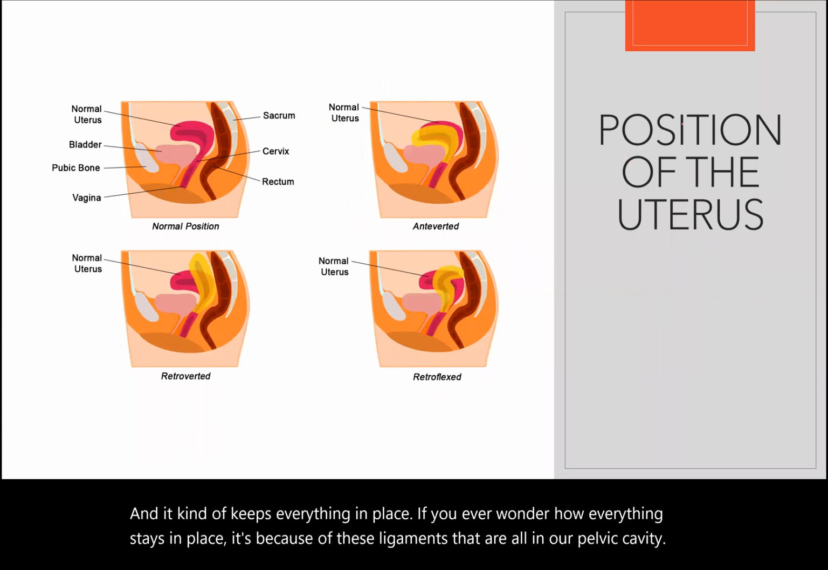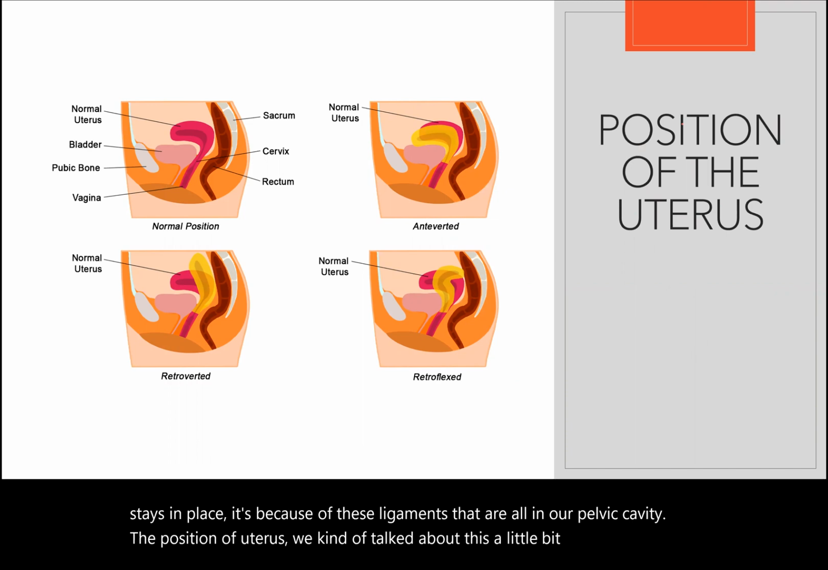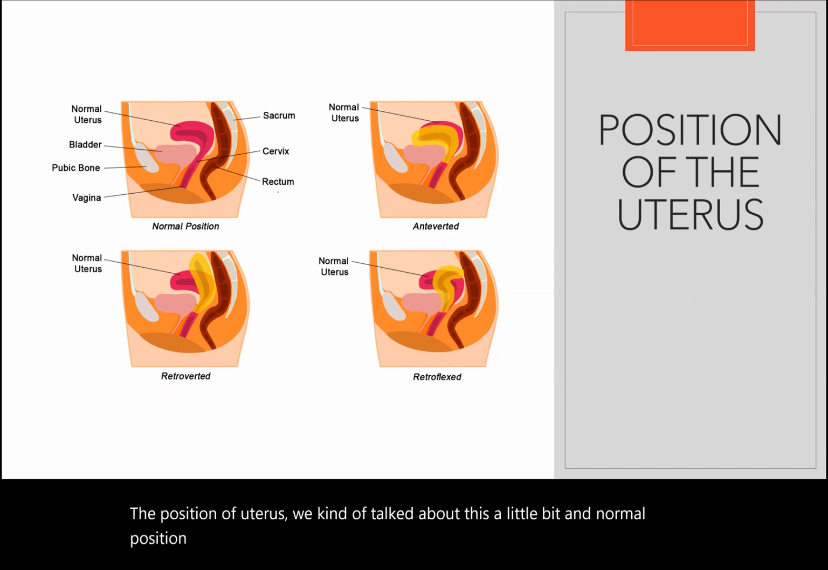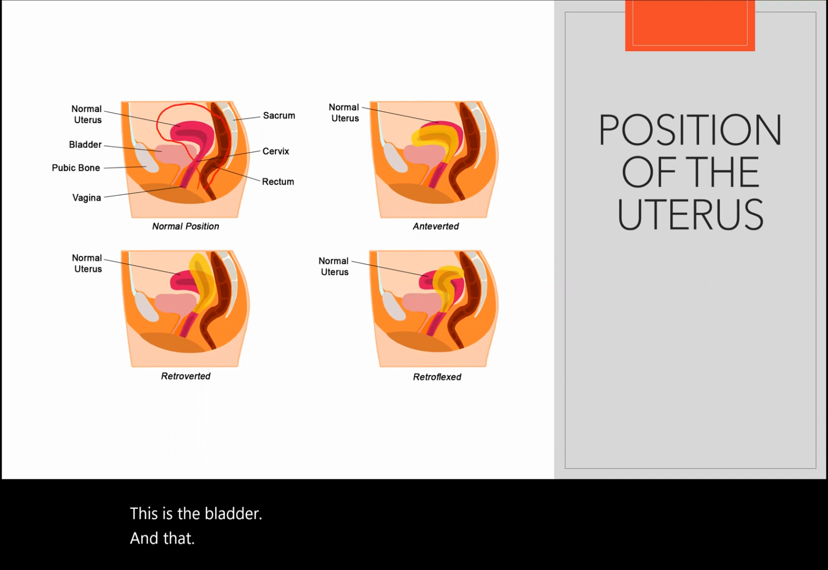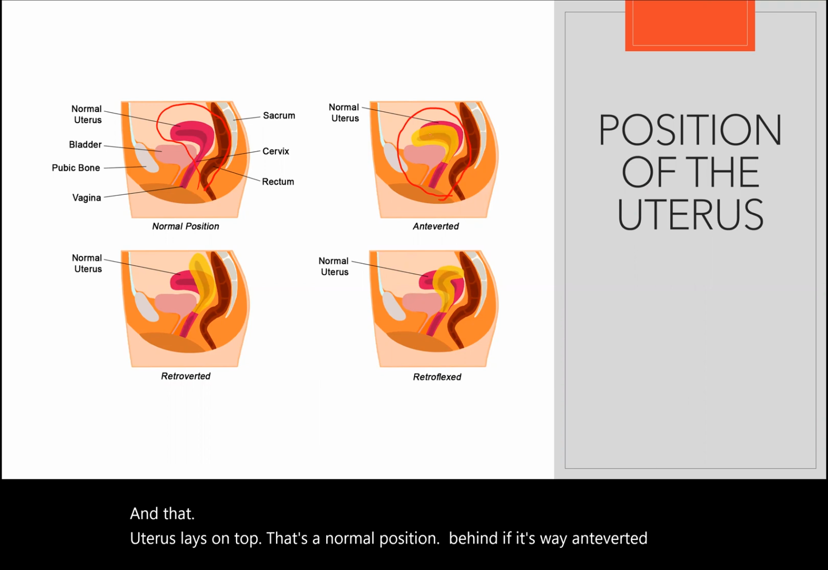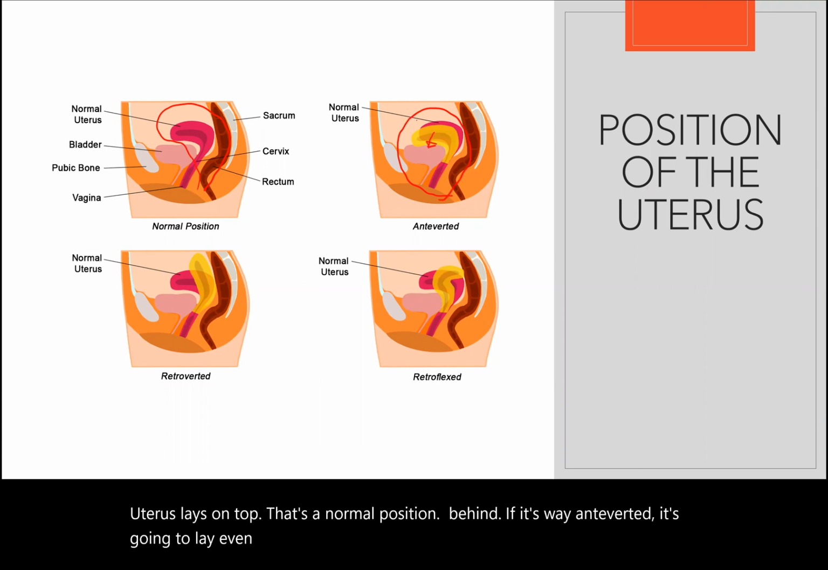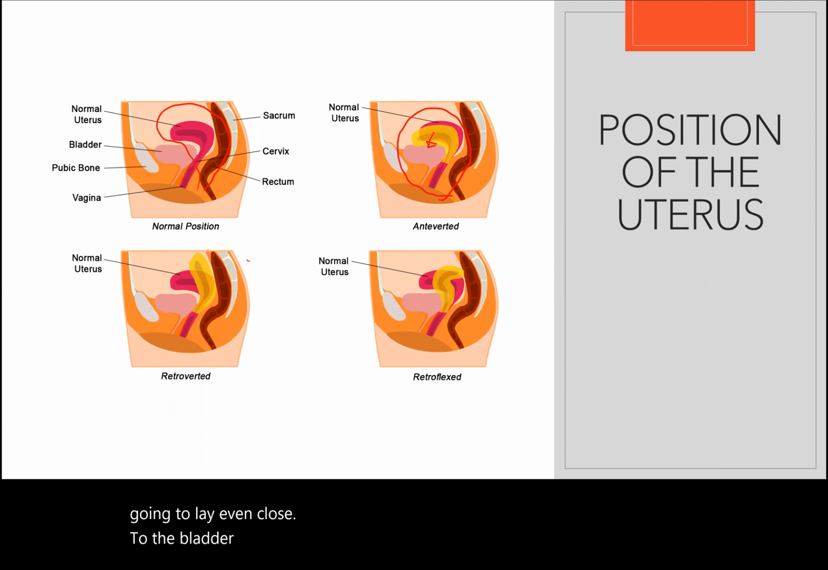The position of the uterus, we kind of talked about this a little bit. A normal position, this again is that sagittal woman that is cut in half and we're looking into her. This is the bladder and the uterus lays on top. That's a normal position, rectum behind. If it's way anteverted, it's going to lay even closer to the bladder. If it's retroverted, it's going to lay closer to the rectum. And if it's retroflexed, it's going to also tilt that way.